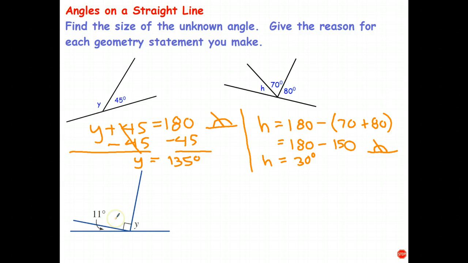Okay, why don't you go ahead and do the setting out, please, for the third problem on the page.